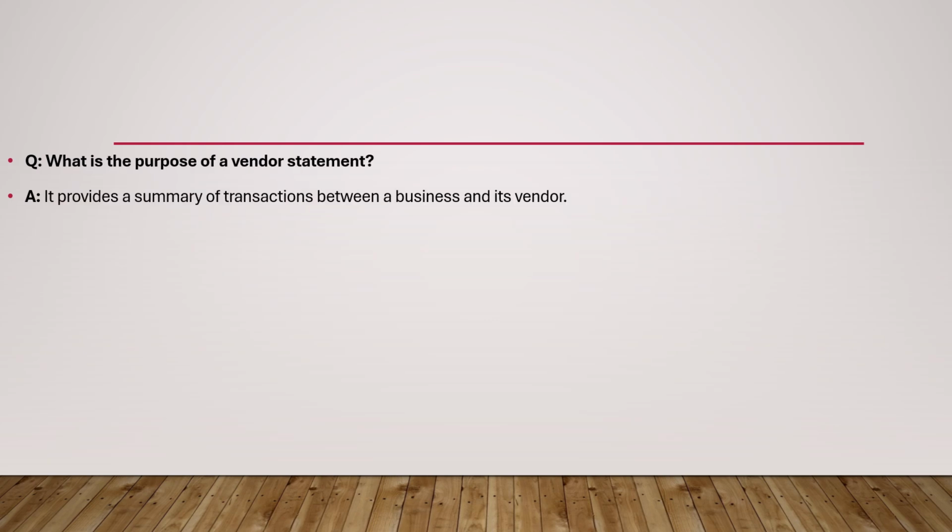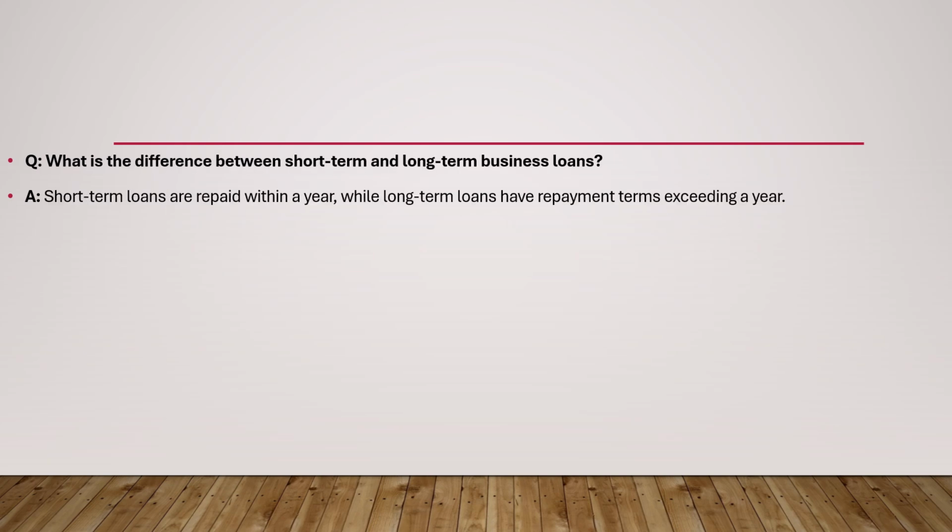What is the purpose of a vendor statement? It provides a summary of transactions between a business and its vendor. What is collateral in business financing? Assets pledged as security for a loan that the lender can seize if the borrower defaults. What is the difference between short-term and long-term business loans? Short-term loans are repaid within a year, while long-term loans have repayment terms exceeding a year.